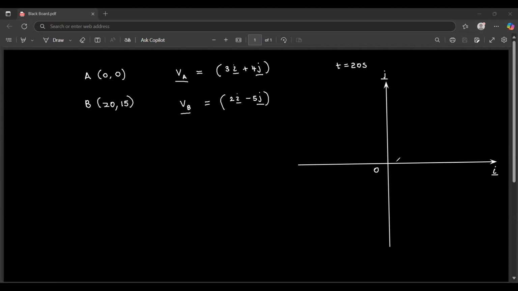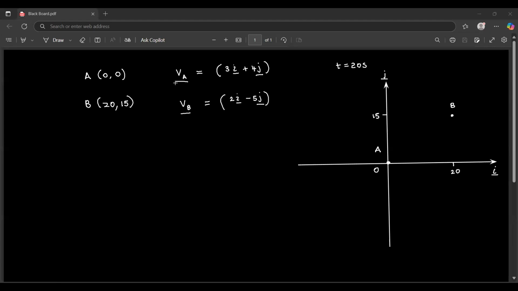So A is starting here, and B is at 20, 15, so it is 20 and 15 here. So this is where A and B are when time is equal to 0. I'll use a different color to show in what direction they are going to move.